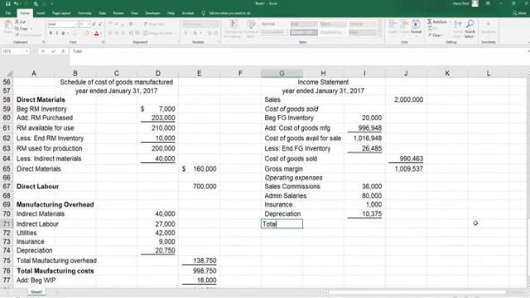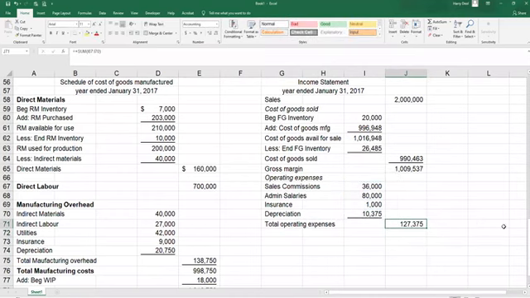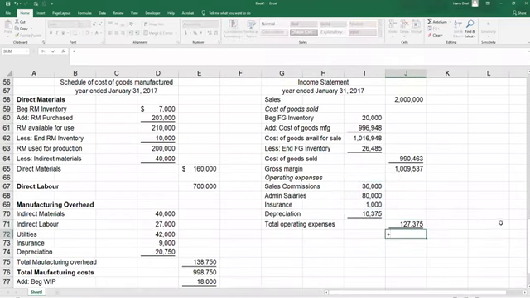Total operating expenses amount to 127,375. Subtract the total operating expenses from gross margin, and we get operating income, 882,162.